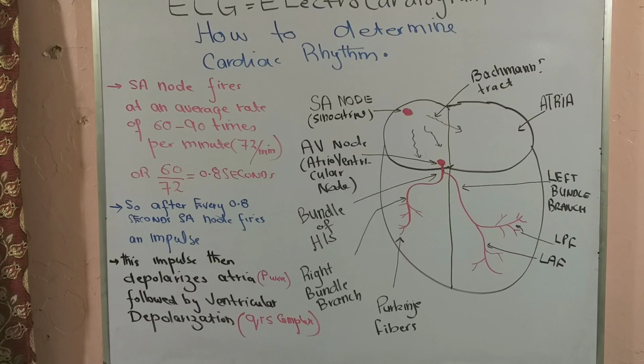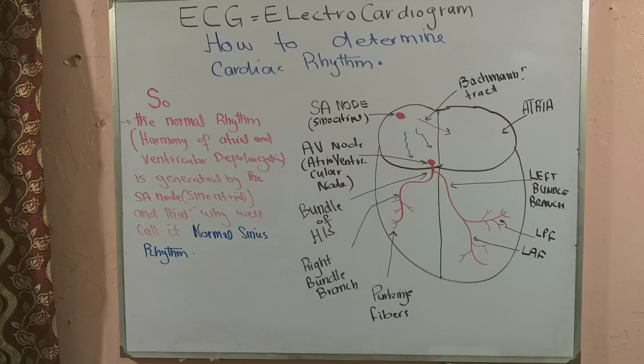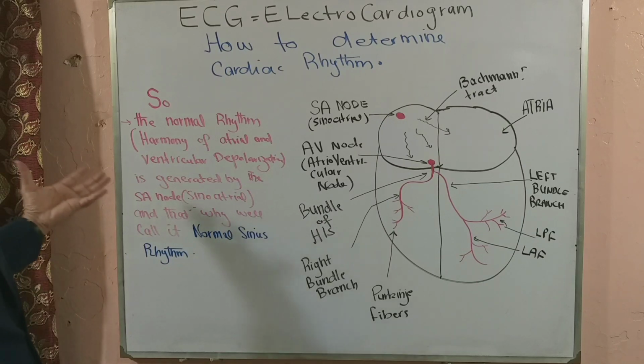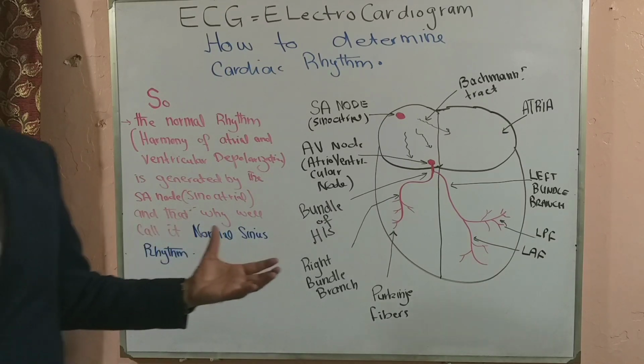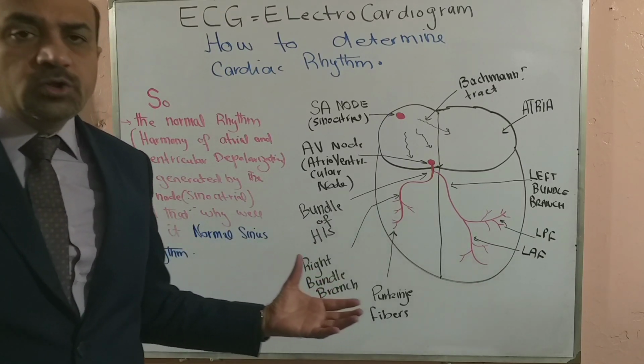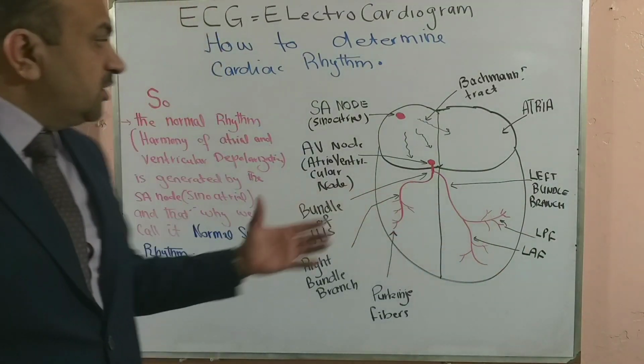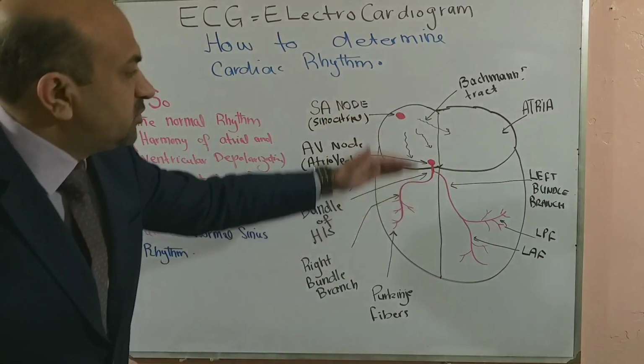In other words, atrial depolarization is followed by the ventricular depolarization after a fixed fraction of a second. Here in this example, this is 0.8 seconds. So we can say that the normal rhythm of the heart, and by normal rhythm of the heart we mean how the atria and the ventricles depolarize in harmony with each other.